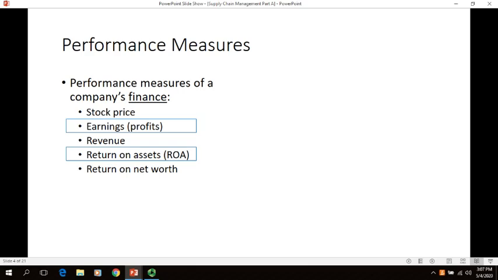Let's think about performance measures. What performance measures do we use to evaluate a company's finance? What numbers do you look at? We look at the stock price, earnings, revenue, and return on assets and return on net worth. And the most frequently used ones are earnings and the return on assets, ROA.